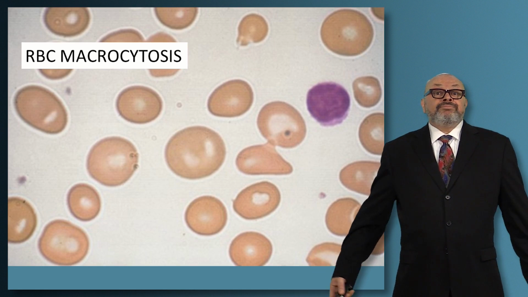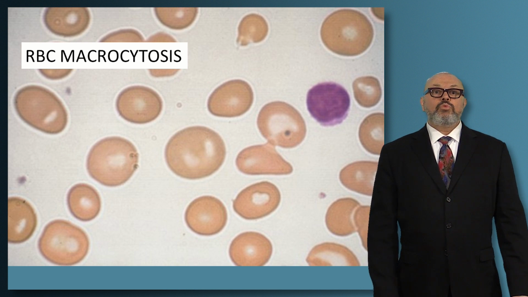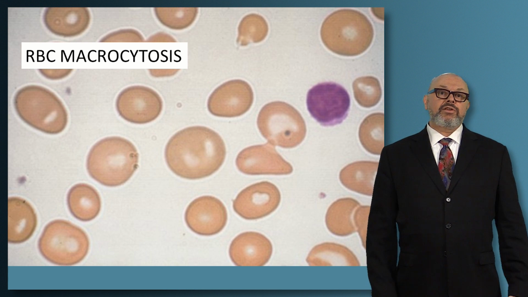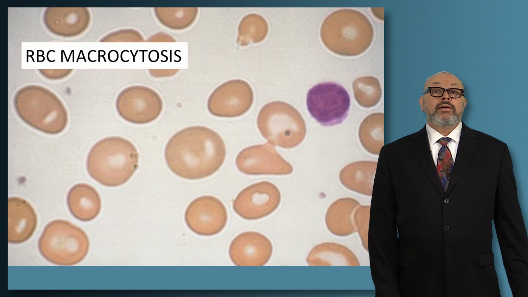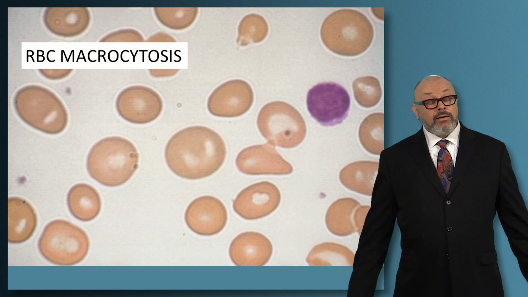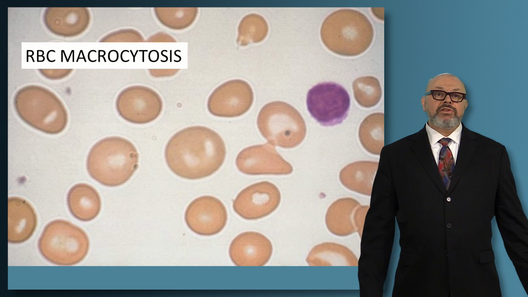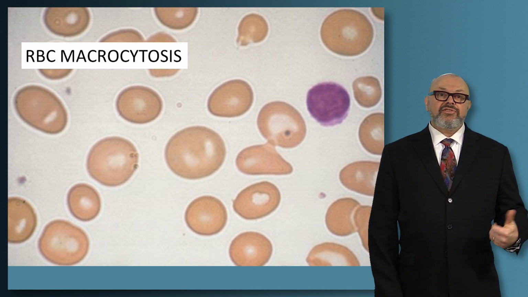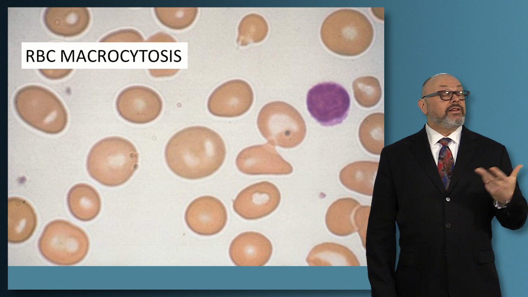Other end of the scale, here's a peripheral blood film with great big red blood cells that are clearly much bigger even than the whole lymphocyte. This is red blood cell macrocytosis. Again, we think of a differential diagnosis including B12 and folate deficiency, myelodysplastic syndrome, and liver disease.